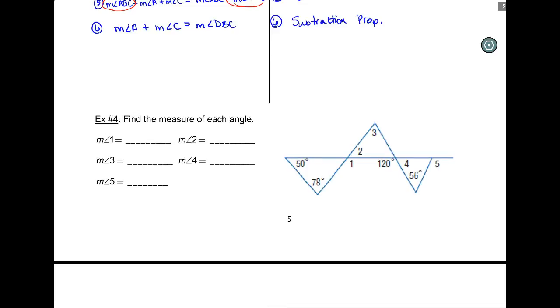Okay, looking at example 4, we want to find the measures of angle 1 through 5. And we have a number of different triangles here. Now, we don't necessarily have to go in order. So, for example, I can find angle 1 first. I could see angle 4 and 120 degrees form a linear pair, a number of different ways. But let's start with angle 1 anyway, because we can see 50 and 78 are remote interior angles to this angle 1. So I know measure of angle 1 has to be equal to 50 plus 78. So when we add those, we get 128.